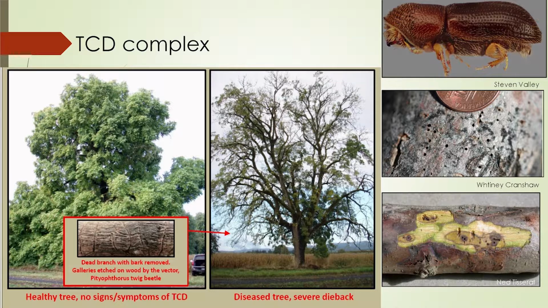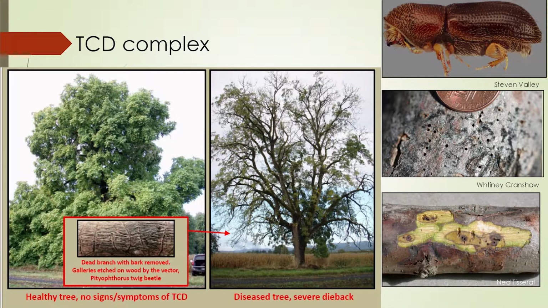The walnut twig beetle is tiny. Pictured above is the adult, which is about 1 millimeter long. In the middle picture are exit holes where beetles have completed development and adults have left the tree. Each one of the tiny holes was made by a single adult leaving the tree to find a mate.